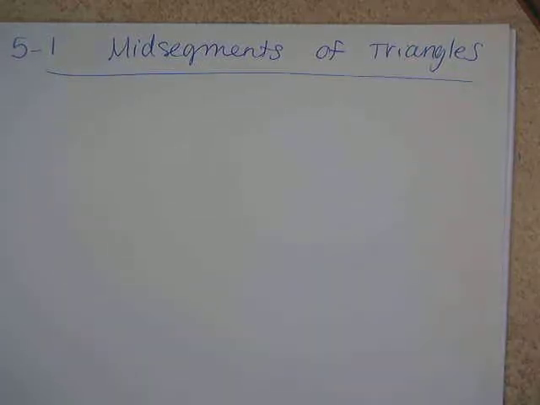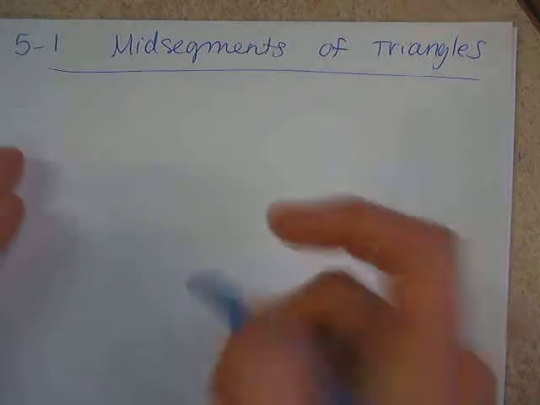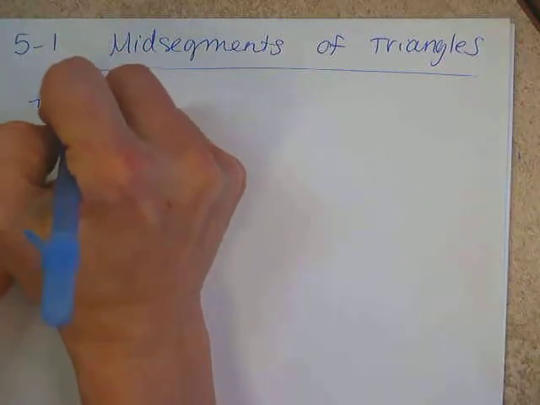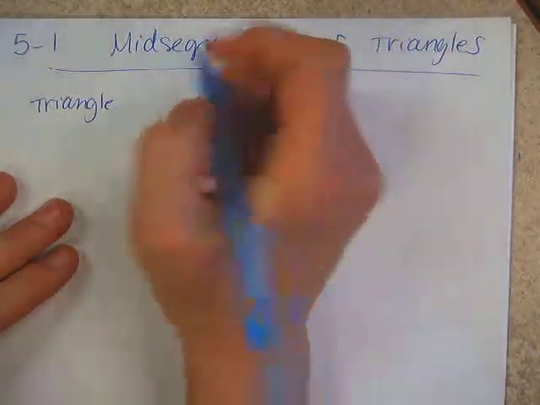Okay, so 5.1, mid-segments of triangles. The book does a nice little proof on this, the coordinate proof, okay? But I'm going to jump right to the theorem and the piece of this that you need to know so we can do a couple examples. You're not going to be using this in a proof. It's more the idea that you need to be familiar with.